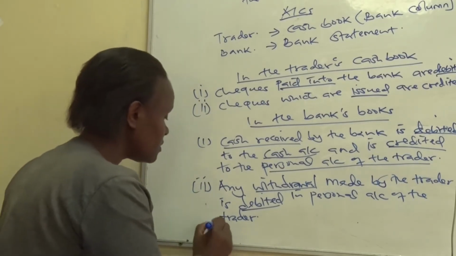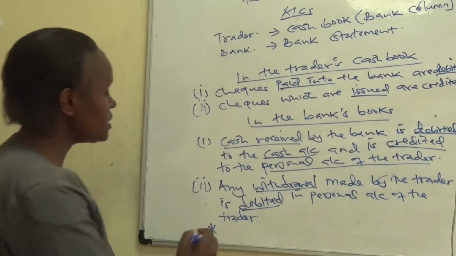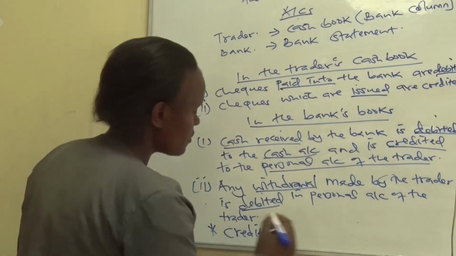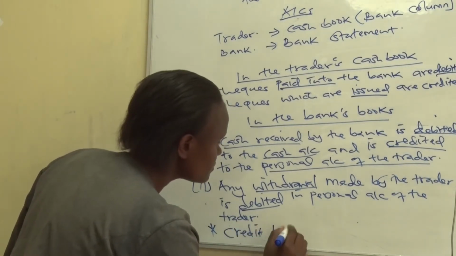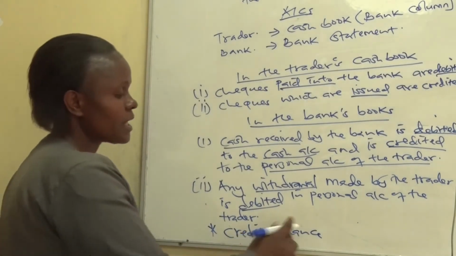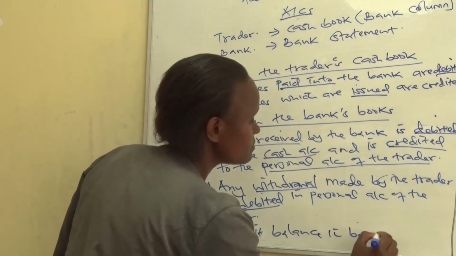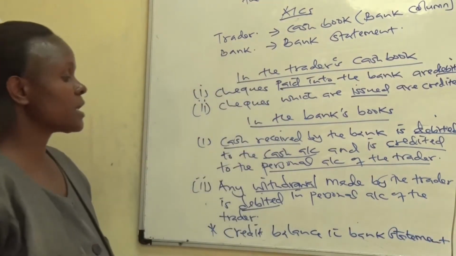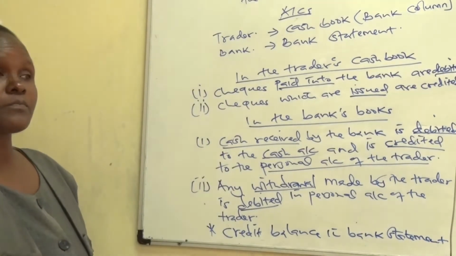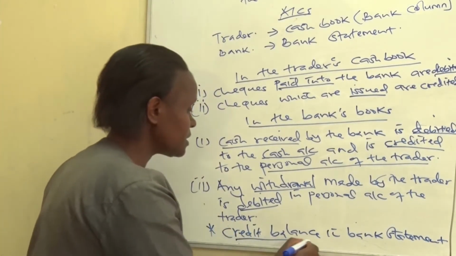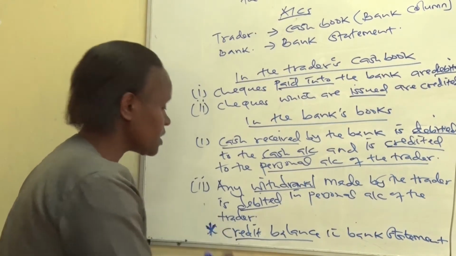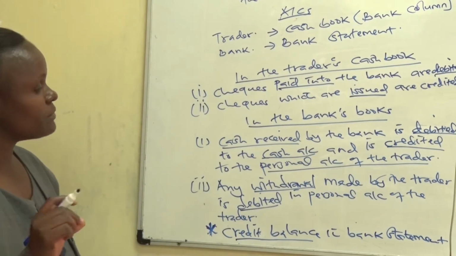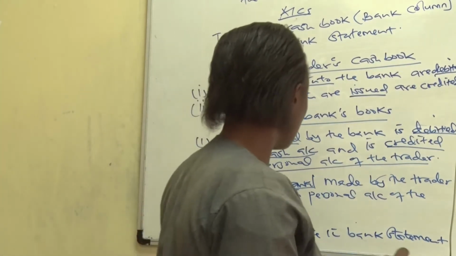That's the reason why we get a credit balance in the bank statement. So when the bank issues the bank statement to the trader and it shows a credit balance, it means the trader has money in the bank. But if it is a debit balance, it means there's no money in the bank.